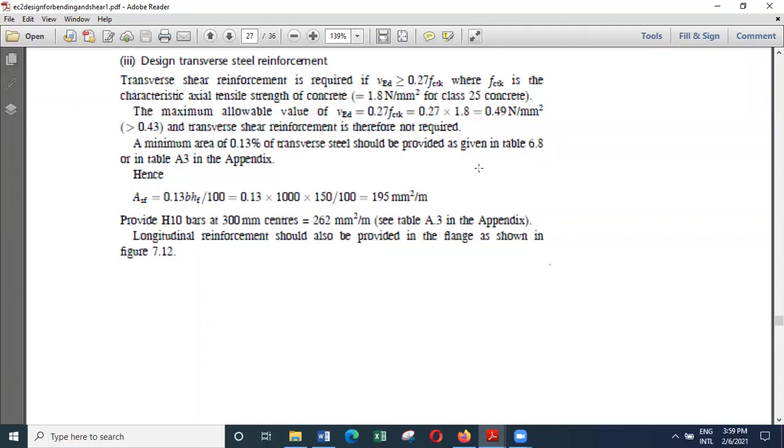And the area of a 10 millimeter bar is 78.5. So you need about 2.48 bars. So you can provide 10 millimeter bars at 300 centers, and that is the nominal reinforcement. But if the VEd value that you calculated had been about 1 Newton per millimeter square, then we have to actually calculate the amount of reinforcement.